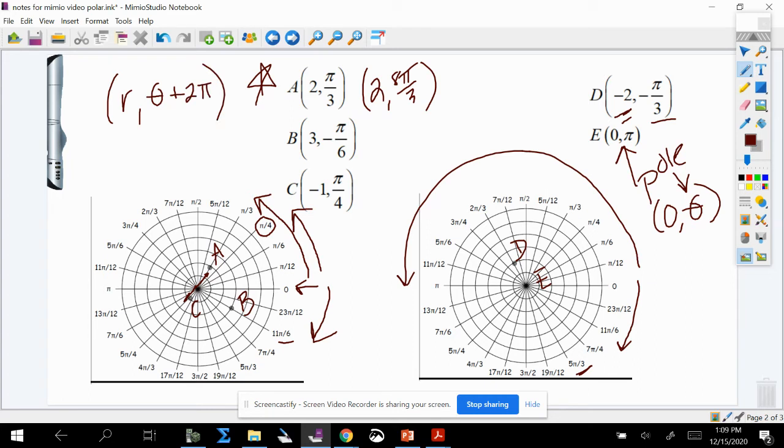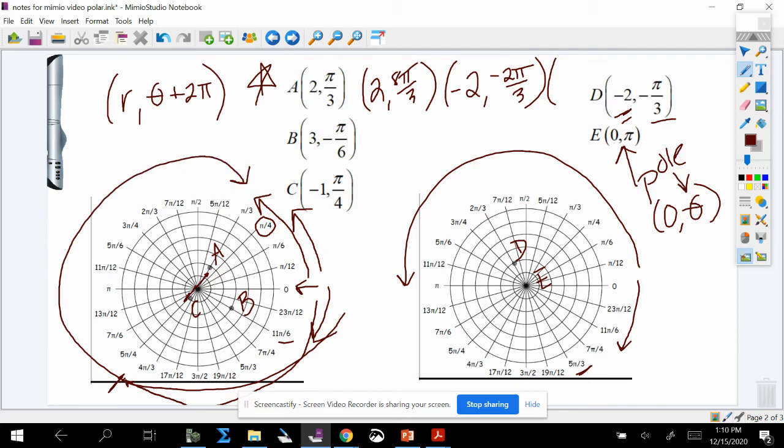Another option is you could use negative values. So if I want to get to 2 comma pi over 3, I could go in this direction to negative 4 pi over 3 and then go in the negative direction in order to get to the same point. So for example, negative 2, negative 2 pi over 3 would give me the exact same point. So I'm going negative 2 pi over 3. That takes me over here. But then I'm backstepping too. Another option is to go all the way around in the negative direction until we get to pi over 3. So that would be negative 5 pi over 3, but then going out 2 units.